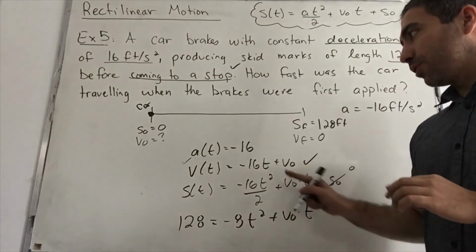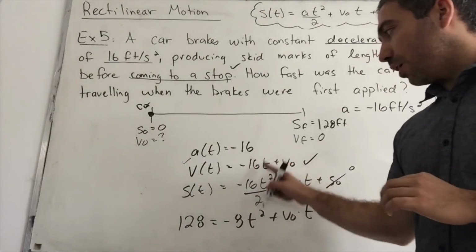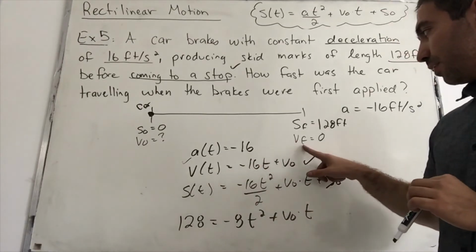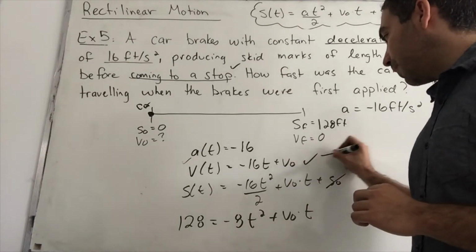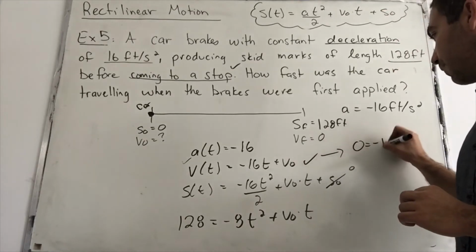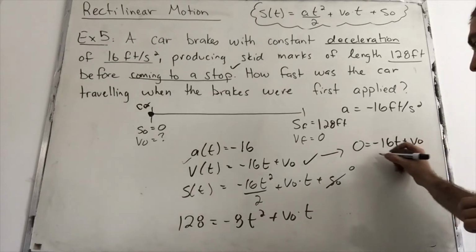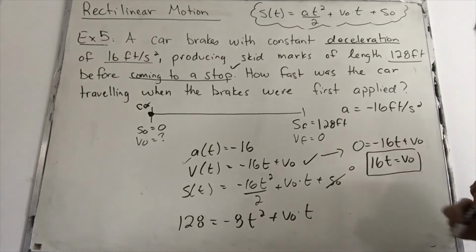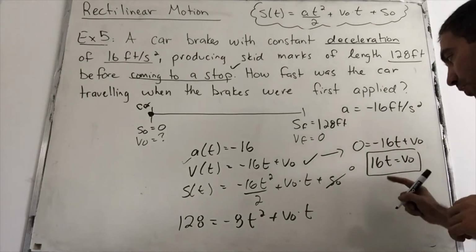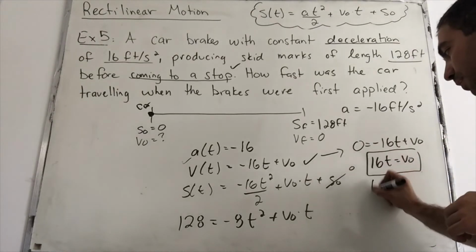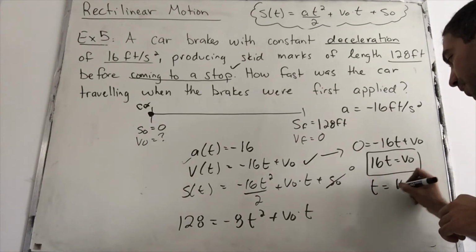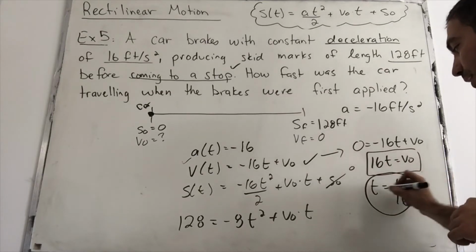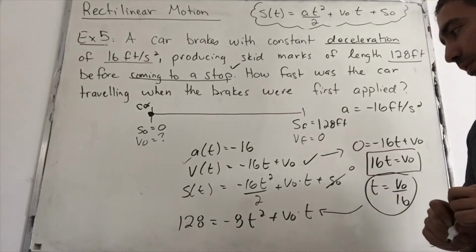So over here, the initial velocity is what we're looking for. We could solve for t, because we know vt, the v final, is 0. So from this equation over here, we have that 0 equals negative 16t plus v0, meaning that 16t is equal to v0. Okay. So further, I would solve for t, so divide both sides by 16, giving us t equals v0 over 16. I'm dividing both sides by 16, and I'm going to substitute my t into this equation.